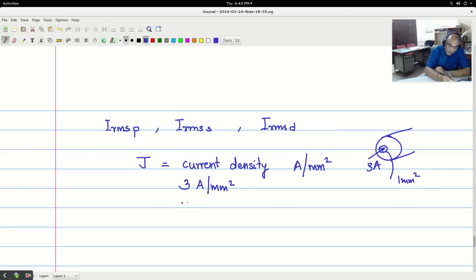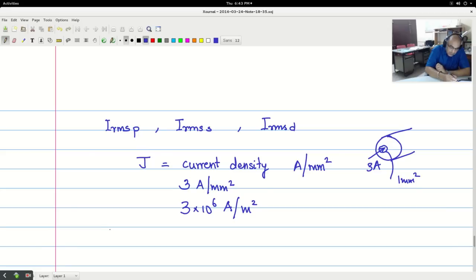So this will work out to be 3 into 10 to the power of 6 amps per meter square in SI units. So this is the current density. Once you have decided you are going to use copper conductors, you start with 3 amps per square millimeter. People in the industry, depending upon the quality of the manufacturer, go even up to 6 amps per square millimeter.